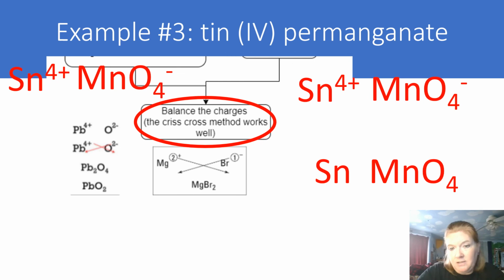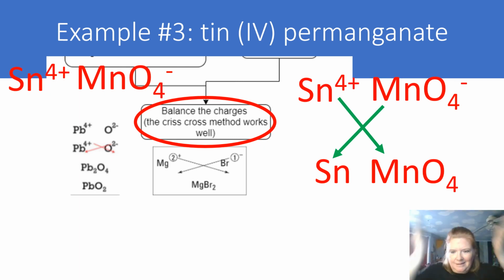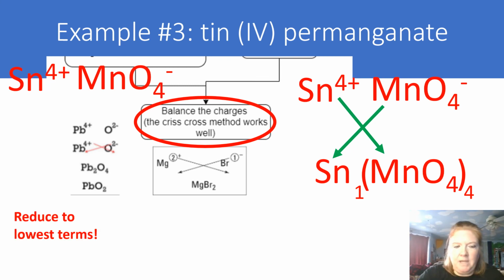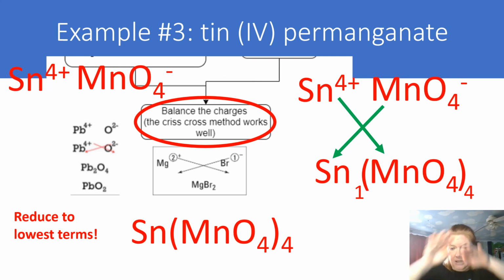So now we're going to balance the charges, and crisscross works well. So we're going to take the 4, the number of the charge, and bring it over here. And we're going to take the number of the charge for this one and bring it over here. But here's what I have to be careful of. Since this is permanganate, I need to put it in parentheses to keep it together. Okay, so the MnO4 is a unit. And this 4 means I have 4 of that whole unit. And now remember, I have to reduce to lowest terms. I don't write ones. So it's going to end up as Sn parentheses MnO4 end parentheses 4, meaning I have 4 of the permanganates and 1 of the tin.